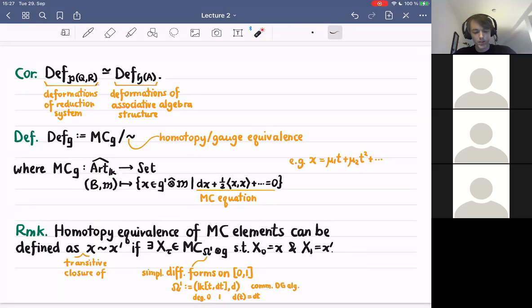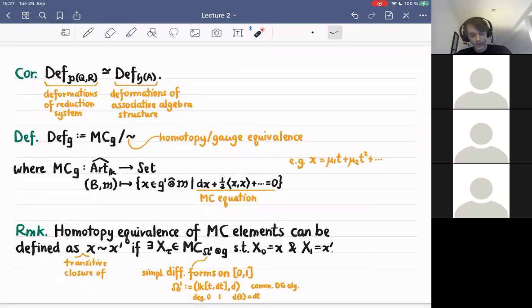And on the left hand side, one can check that actually this controls deformations of the reduction system. So if you try to interpret what this means, what the Maurer-Cartan element there is, then it looks like what should be a formal deformation of the reduction system.